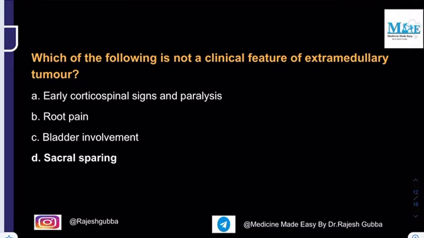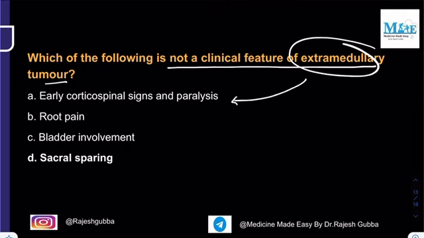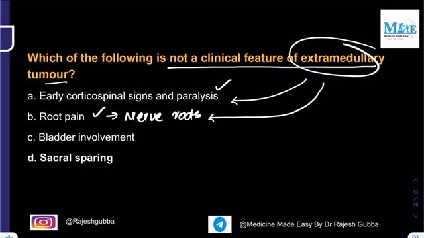Now, you see the next question. Which of the following is not a clinical feature of an extramedullary tumor? Early corticospinal tract signs and paralysis, root pain, bladder involvement, sacral sparing. In extramedullary tumors, they are very close to the corticospinal tract, so definitely corticospinal tract signs and paralysis will be there. And these tumors cause compression of the nerve roots, right? Because they compress the nerve roots, there will also be root pain.